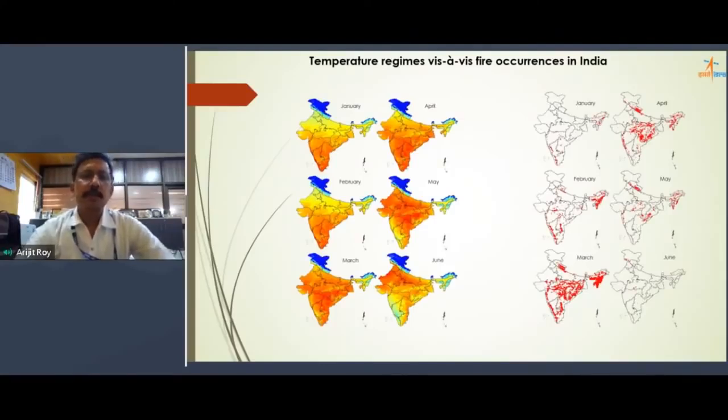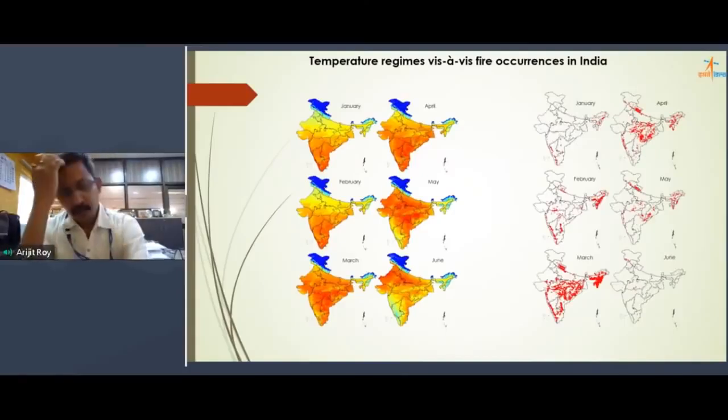This is the mean monthly temperature of 2016 for the fire season. The fire season in India is between January and June. In January, the southern part of the subcontinent starts warming up, so we have fire incidences in parts of the Western Ghats, especially in Kerala and southern Karnataka. By February, the southern part of the subcontinent warms up considerably, and we have incidences of fires. By March, almost the entire subcontinent warms up a lot.